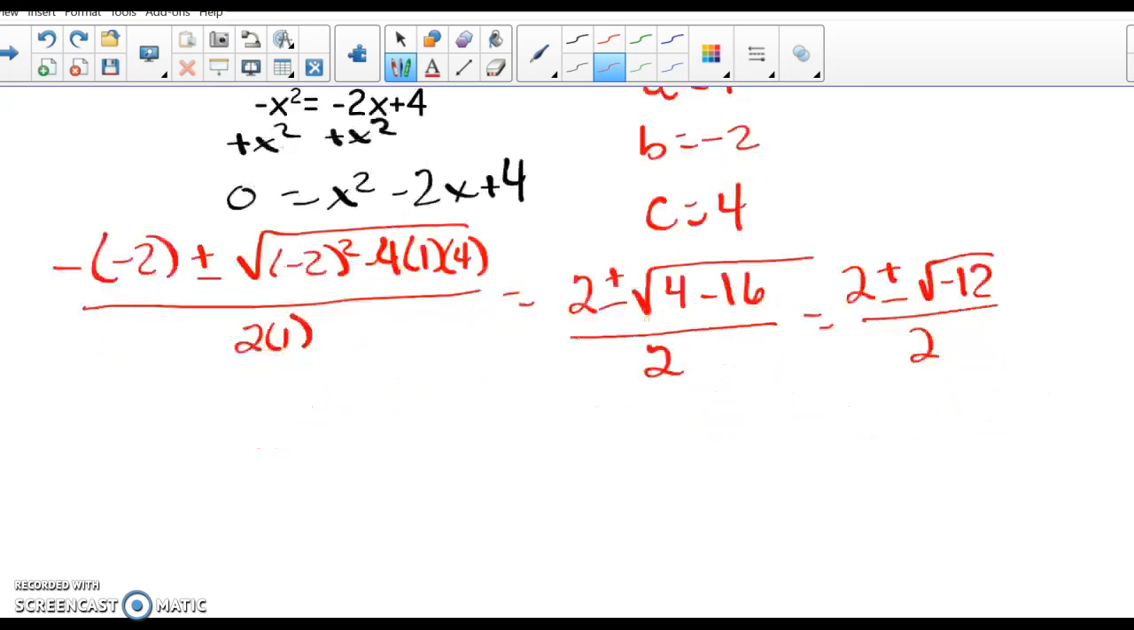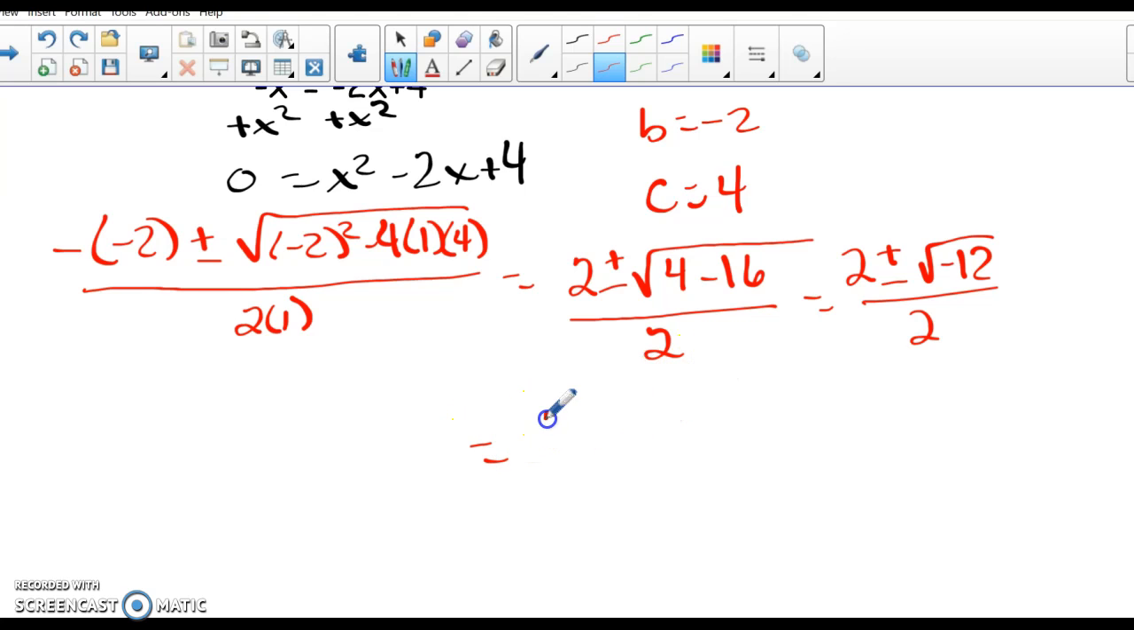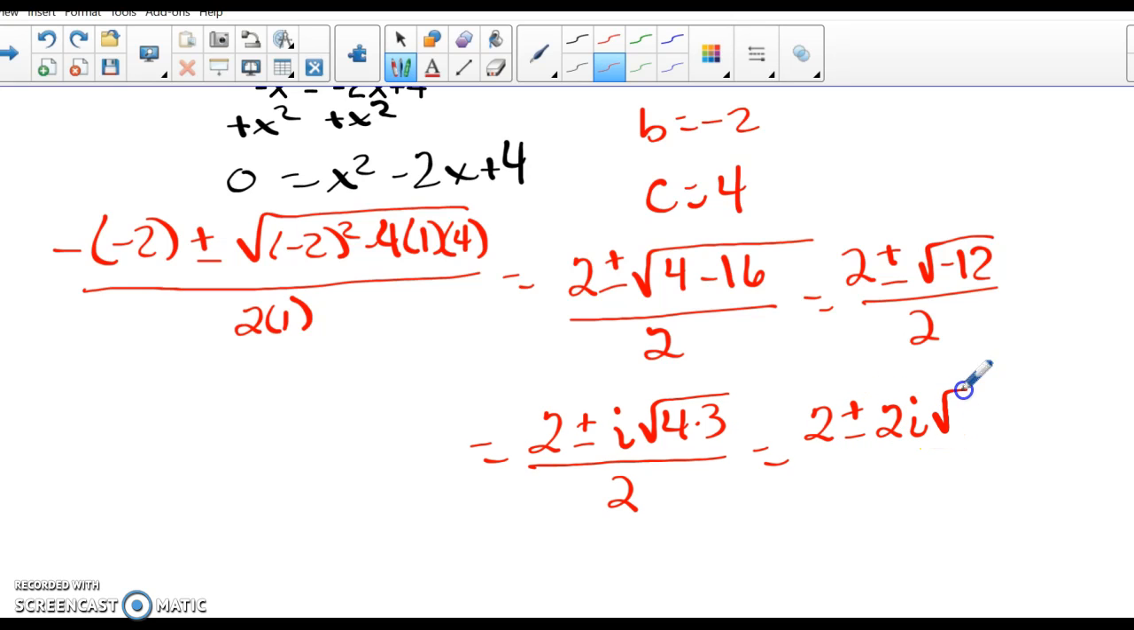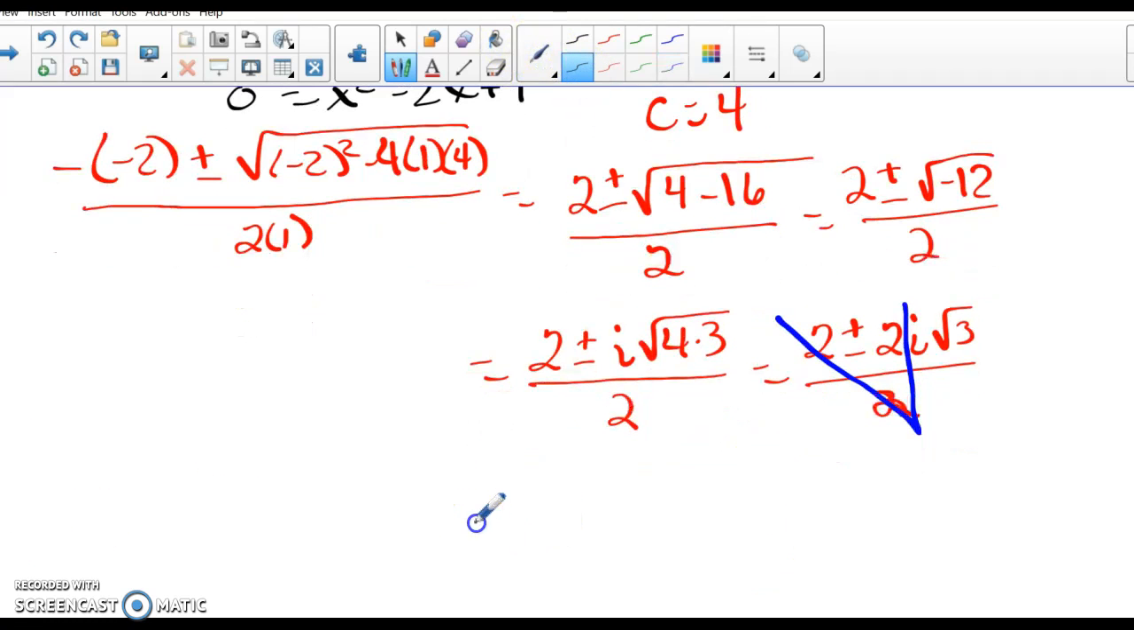I can take a negative out. When I take the negative out, it becomes an i. 12 can be broken down to 4 times 3. The square root of 4 is 2, so that comes out in front of the i. And then remember, when we're looking at these, we want to see if we can simplify this. Remember the division we talked about in class. I can take a 2 out of everything, so my answer is 1 plus or minus i times the square root of 3. That's actually 2 answers.